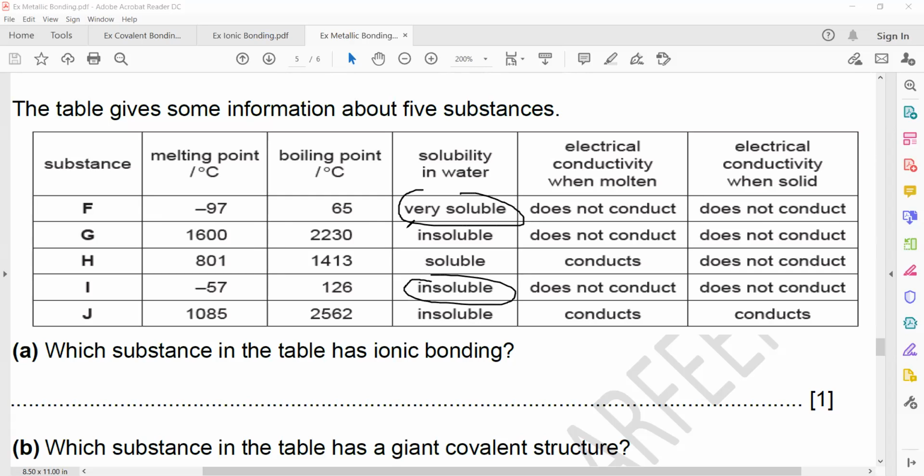Is it clear? Is it clear the concept of why some simple covalent structures are soluble and some are not soluble? So it depends on the size of the molecule. If molecules are smaller in size, generally they dissolve or mix with water. If they're larger or bigger in size, then it will not dissolve.